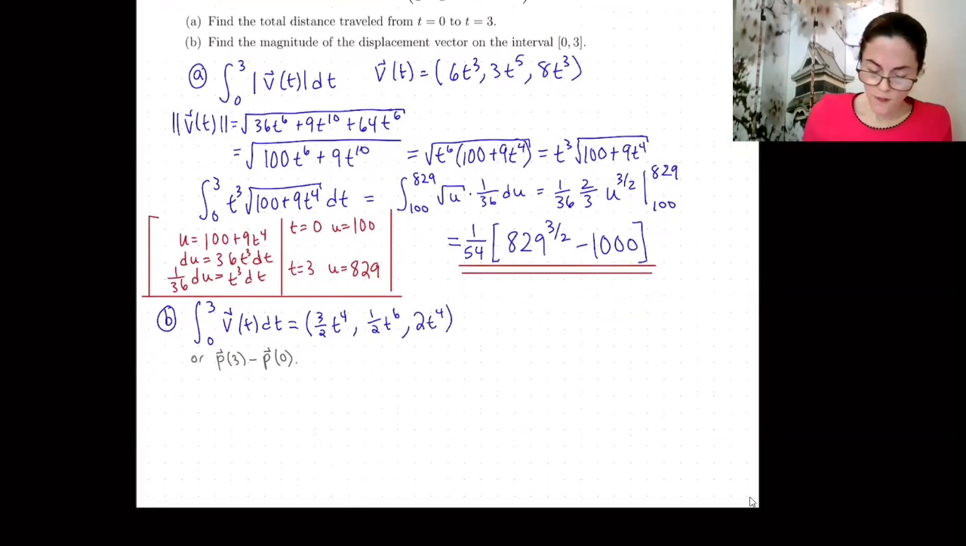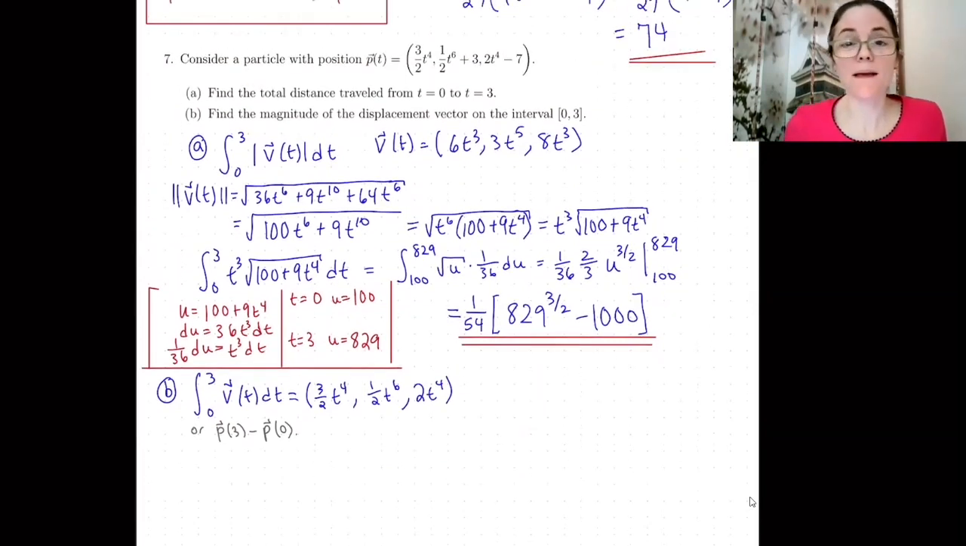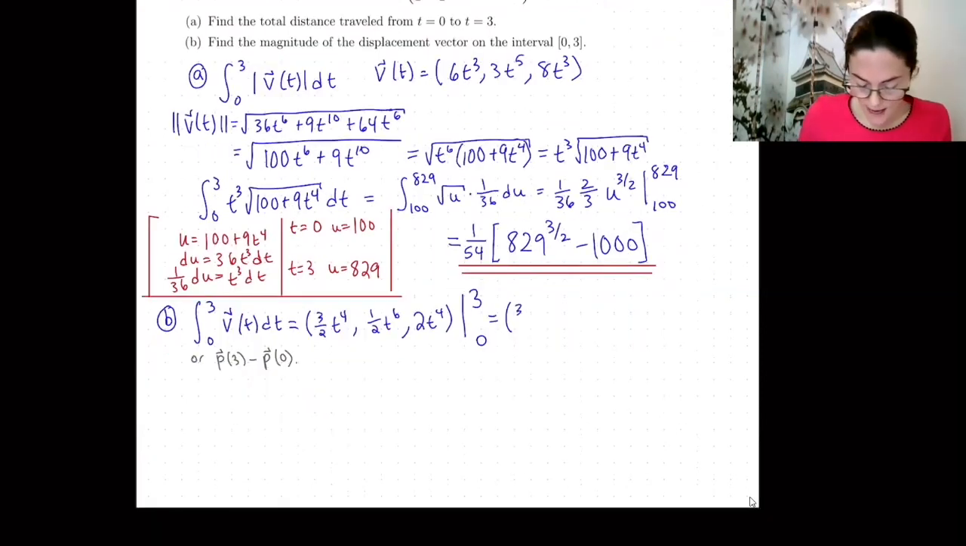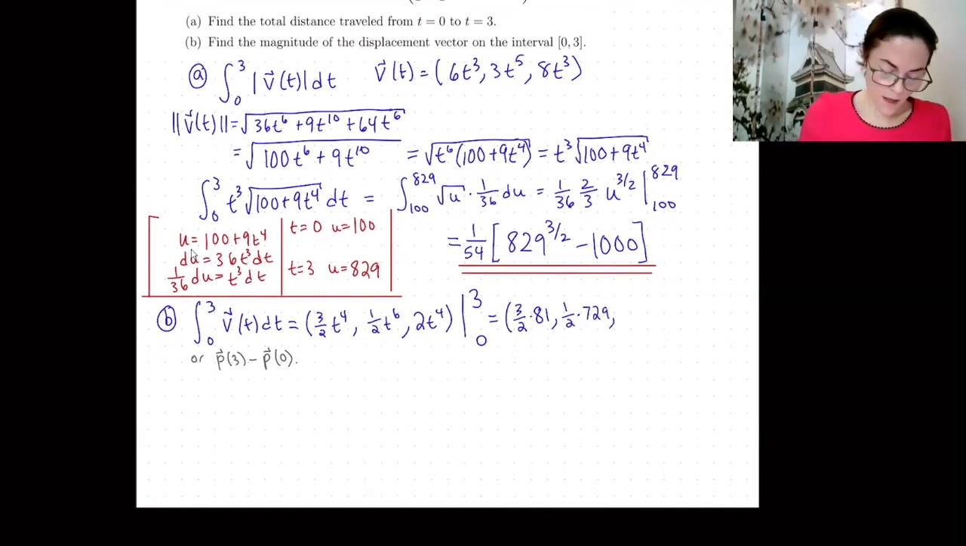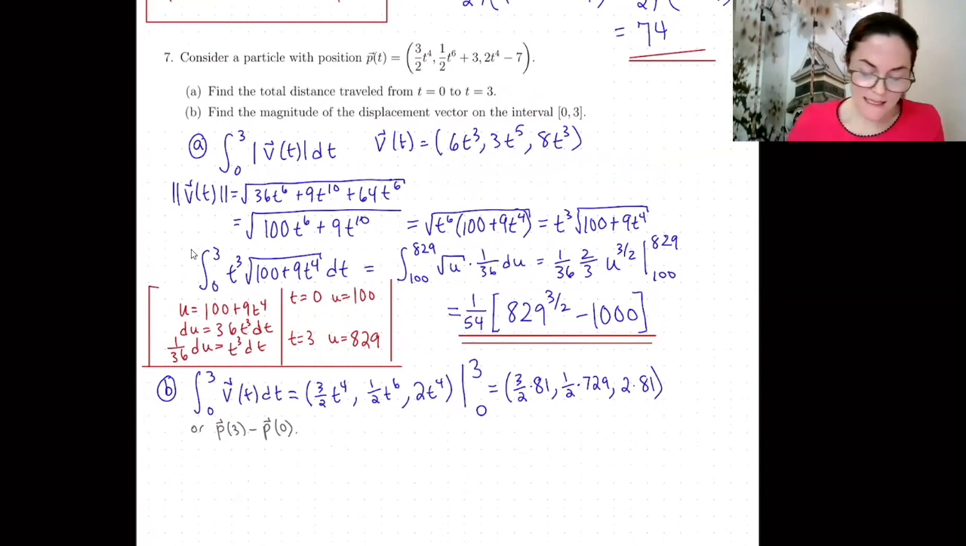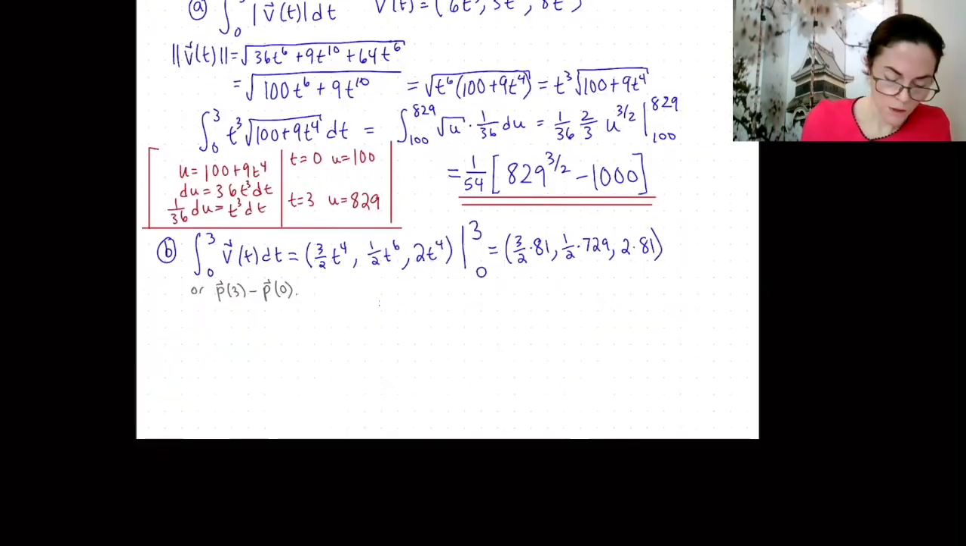2t to the 4th. You see, just as I was saying as a comment, this is not the position, but the position and what I have found, this antiderivative, differ by a constant. This is the way, as we know, integration works. But then I evaluate this here. So I have 3/2 times 81, which is 3 to the 4th. And then I have 1/2 times 3 to the 6th. And then I have 2 times 81.